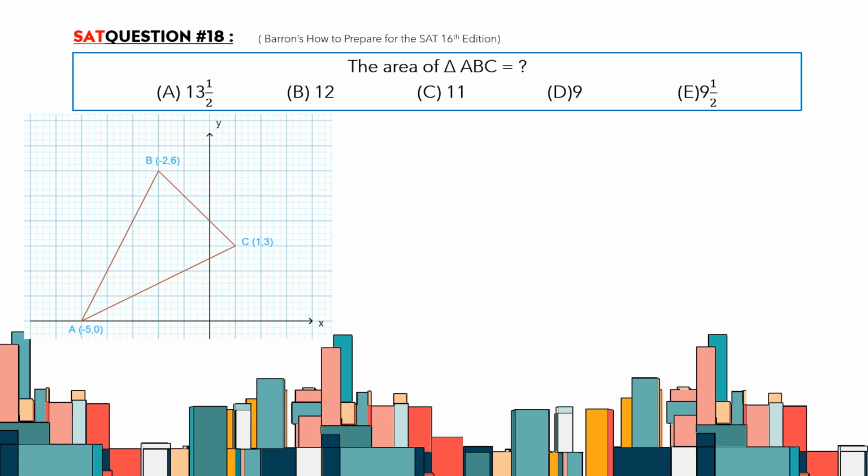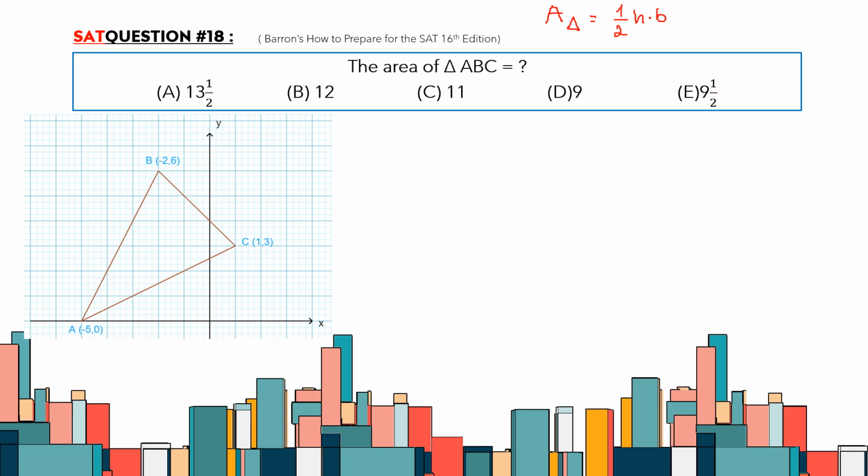Find the area of the triangle ABC. So we know that to find the area of the triangle, we need a height. Area of the triangle is 1/2 the height multiplied by the base. The height and the base are perpendicular to each other.